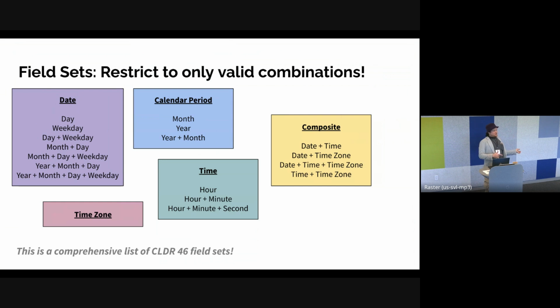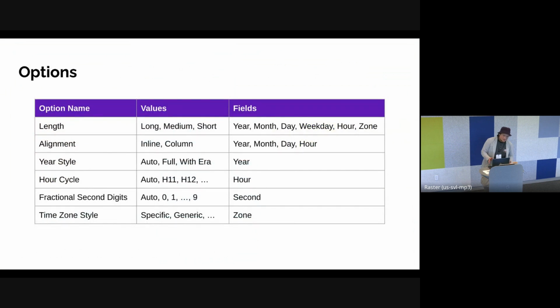There are some things that we may be adding to the list. For example, this does not include week of year. That's likely to maybe come in CLDR 47. We wanted to start with this minimal list so we can actually show that this approach works. We can continue to iterate on it from there. But this is the entire CLDR 46 list of field sets. Also, with semantic skeletons, there are also options, which are separate from the field sets.